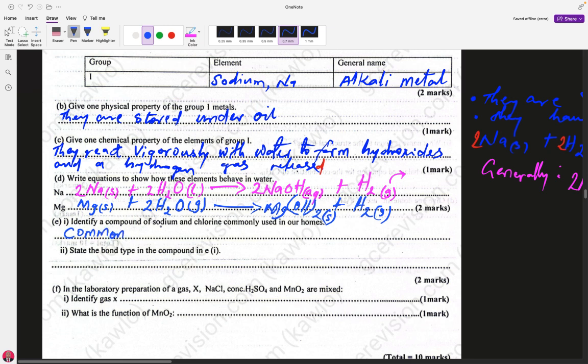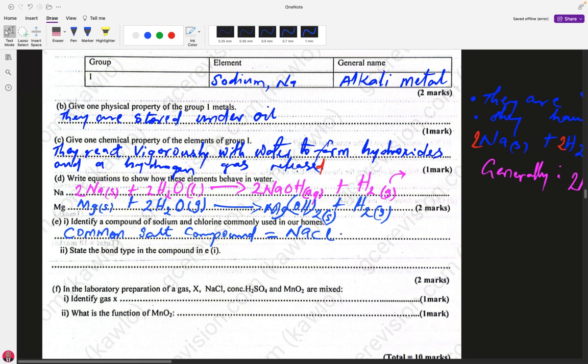I say common salt. A common salt compound that we use is what we call sodium chloride. A common salt compound that we use is sodium chloride.